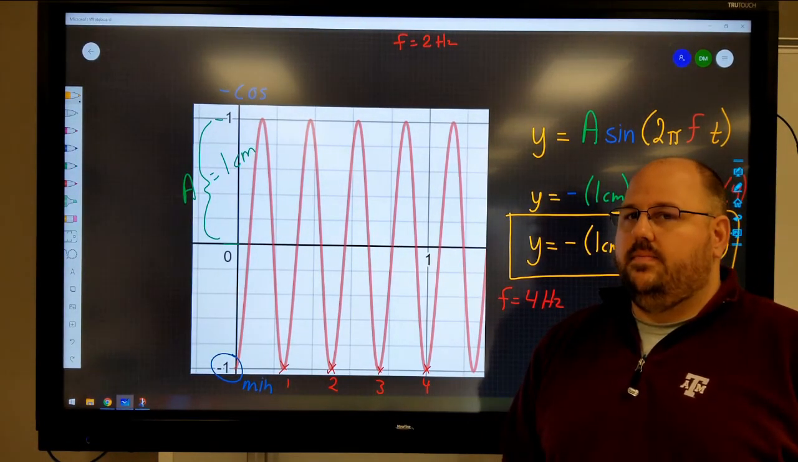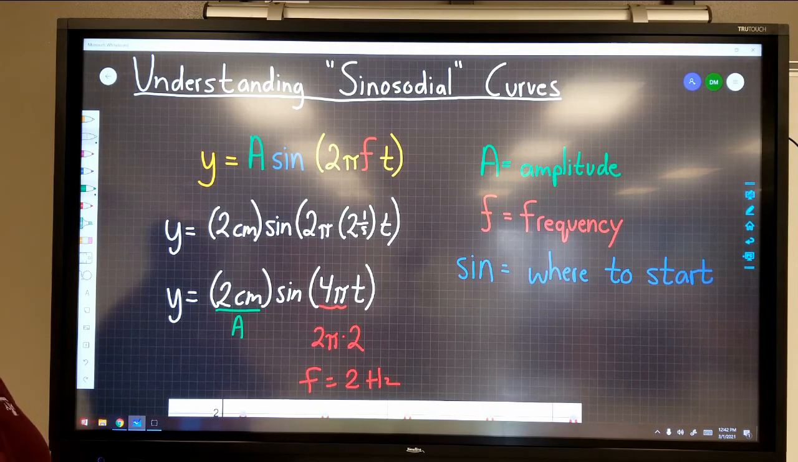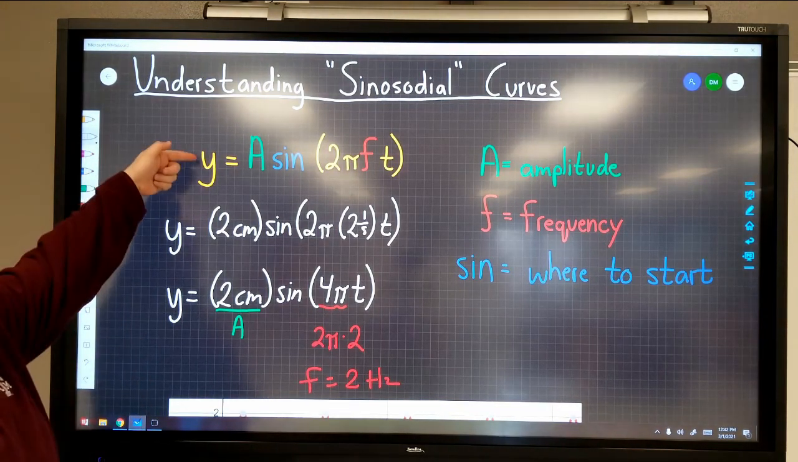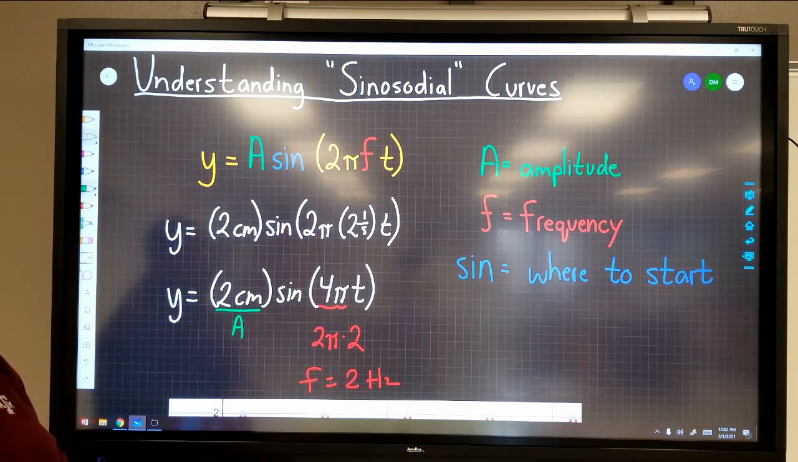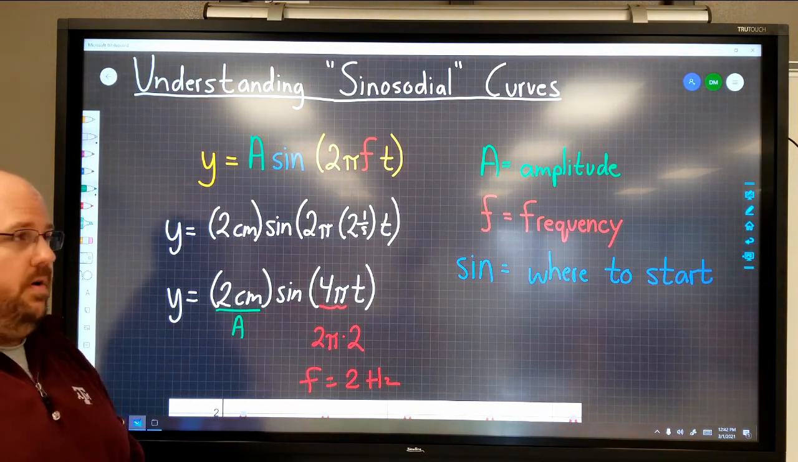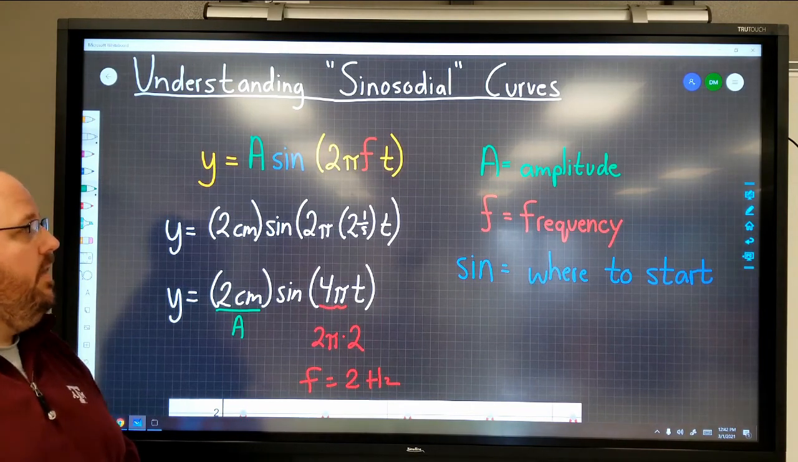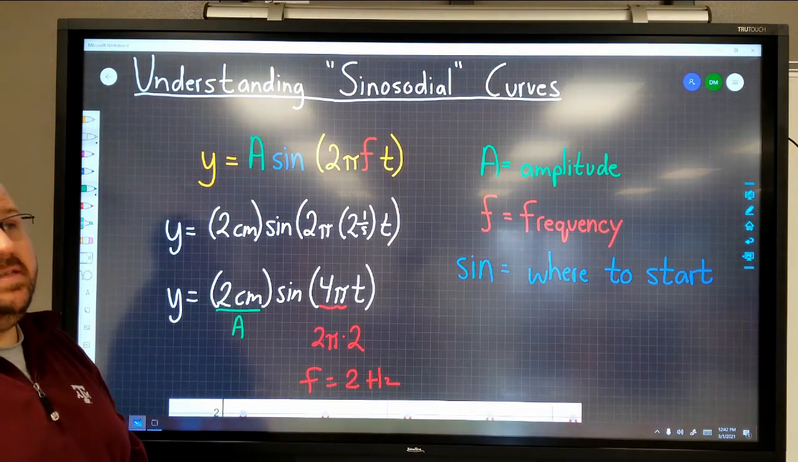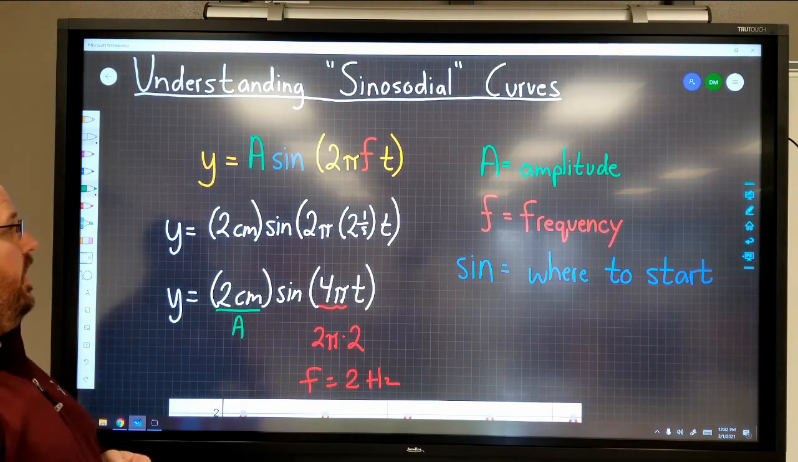A stands for amplitude, that goes out front. That needs to have a unit because your y value should also have a unit. So if the y-axis is in centimeters, your amplitude should be in centimeters. The sine or cosine bit tells you where the graph starts. If it starts at origin, it's a sine graph. If it starts at a maximum, it is a cosine graph. If it starts at a negative maximum, it's a negative cosine graph.